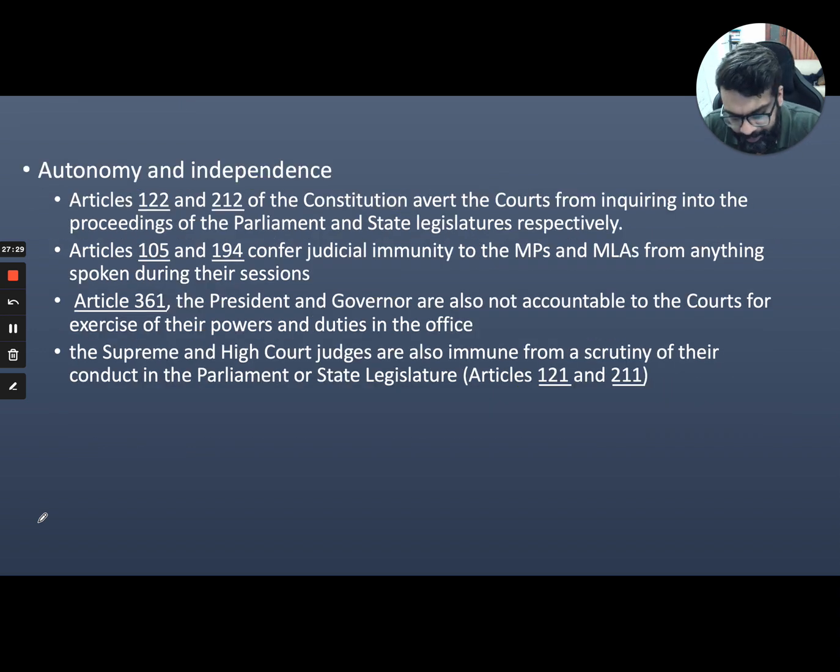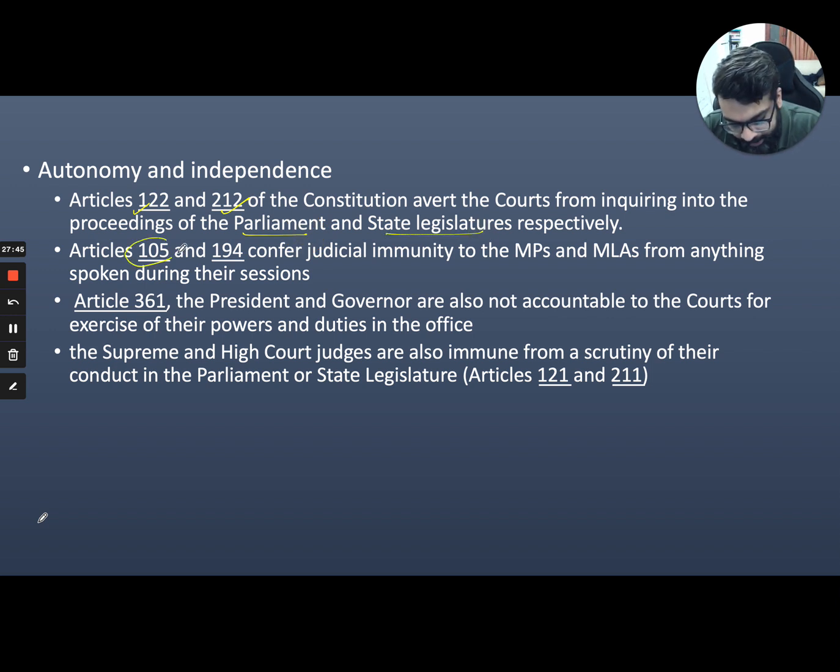See, for example, Articles 122 and 212 of the Constitution very clearly stop the courts from inquiring into the proceedings of the Parliament and the state legislatures, respectively.